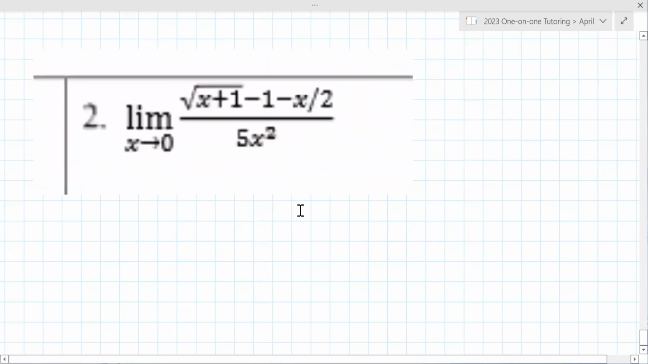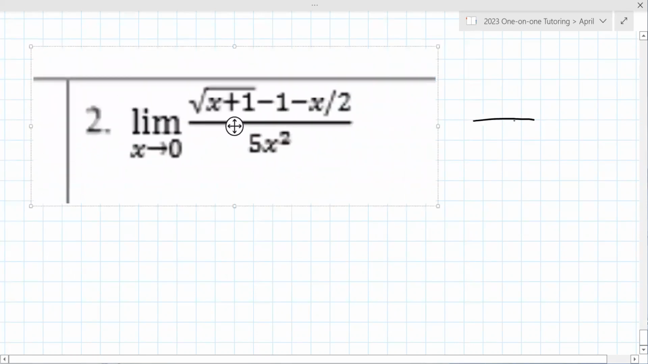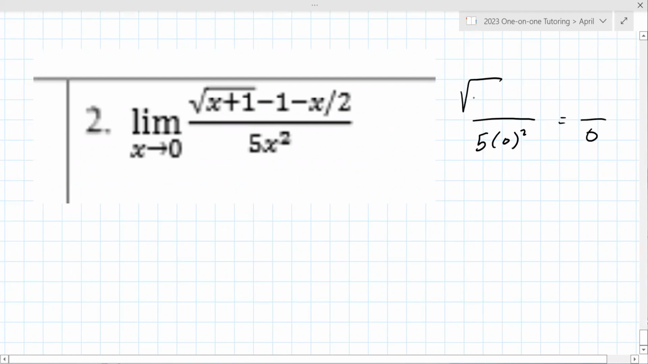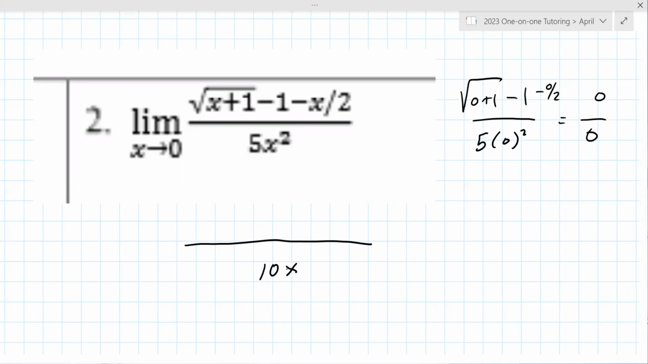All right, number 2, kind of same deal. You want to try 0, see what happens. The bottom is 0. That's not great, but it means we were looking for 0 on the top. So 0 plus 1, the square root of 1 is 1, minus 1 is 0, minus 0 over 2. So you do get that indeterminate form. You have to be able to take a derivative. Why don't you try, or give me the derivative of the top, please?